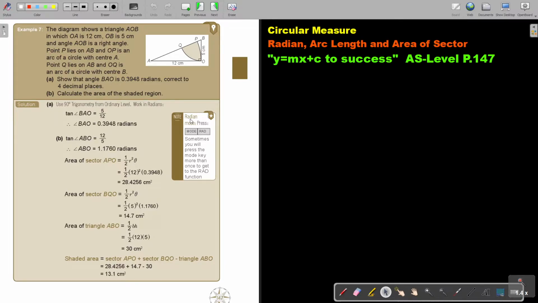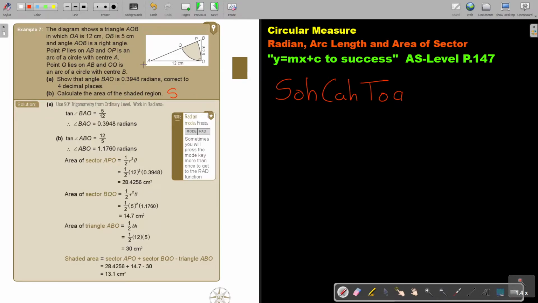So on my calculator, this was a Casio. I press it 2 times, and then I press the number 2, and then there stands a small R on top, and that's what you are looking for. So remember, don't forget SOH CAH TOA. Okay, so I must find now, show that angle BAO.